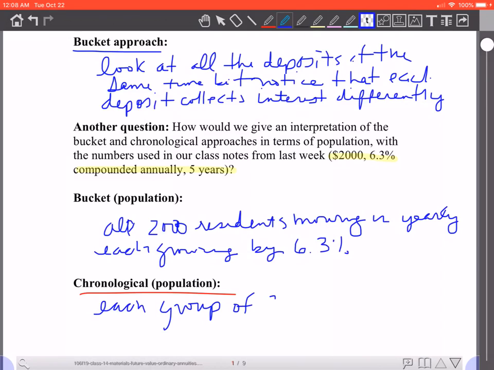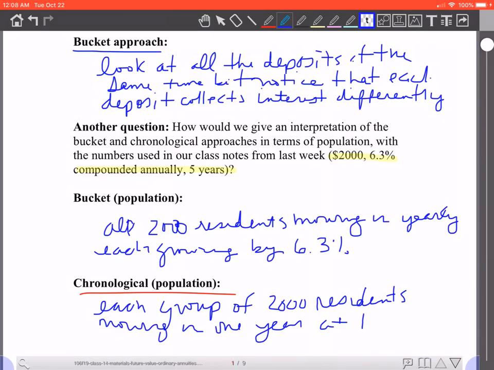So each group of 2,000 residents moving in 1 year at a time. And again, remember that we say that the chronological approach is really like this rolling balance. You look at the first 2,000 residents move in, grow 6.3% the following year, and then you also add another group of 2,000 residents, so on and so forth.